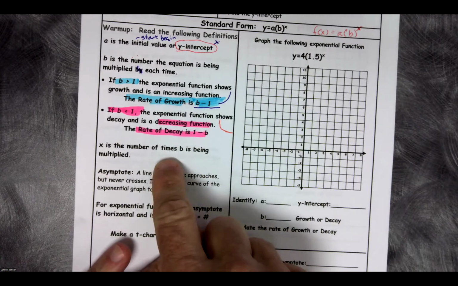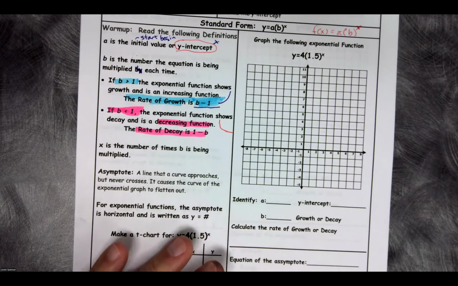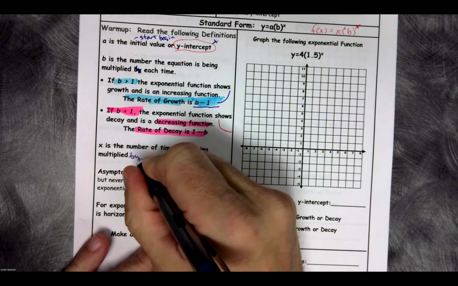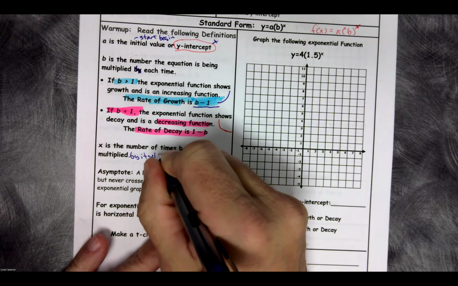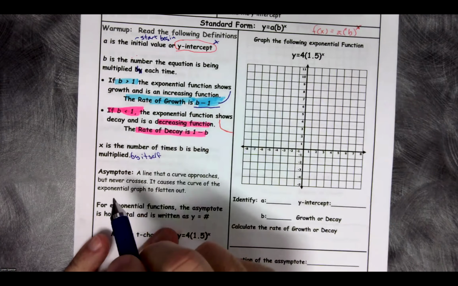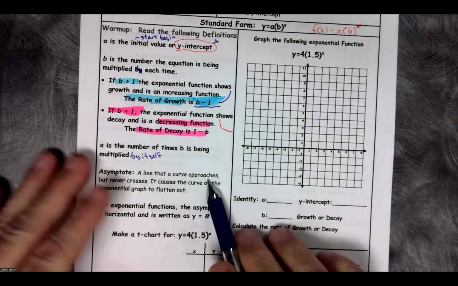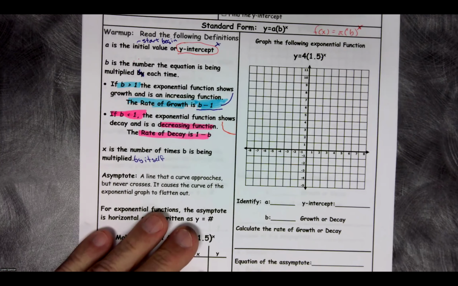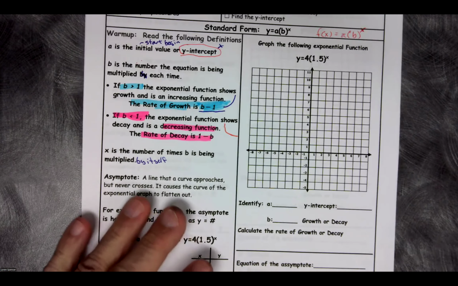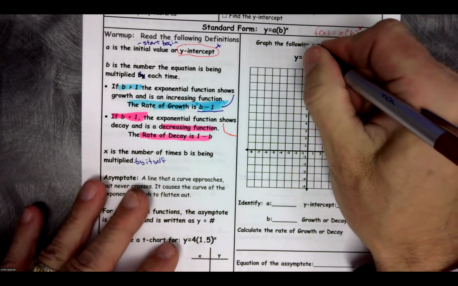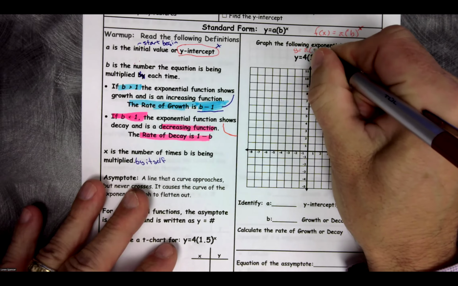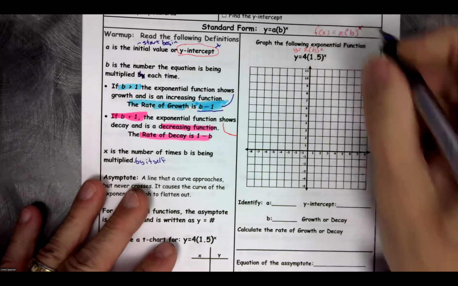And x is the number of times b is being multiplied by itself. It's also the exponent. Before I get into asymptote, let's go ahead and drop into Desmos, and I'm going to put that equation in there. Actually, before I do that, let's write that equation above it. y equals a parenthesis b to the x.